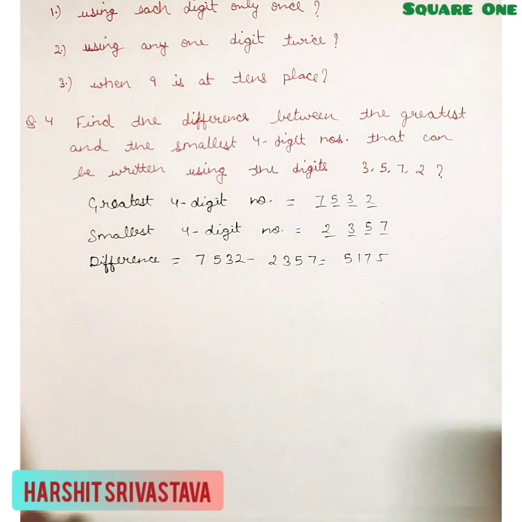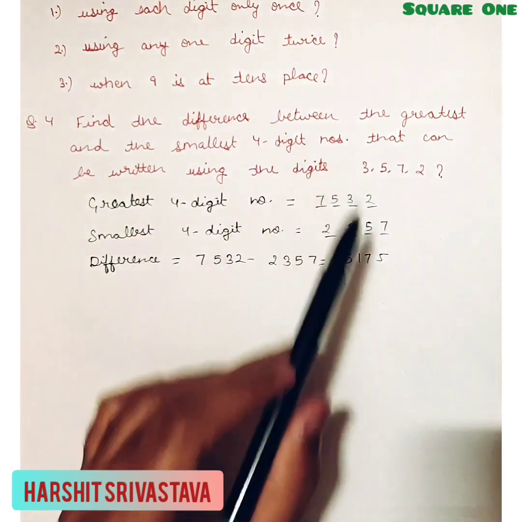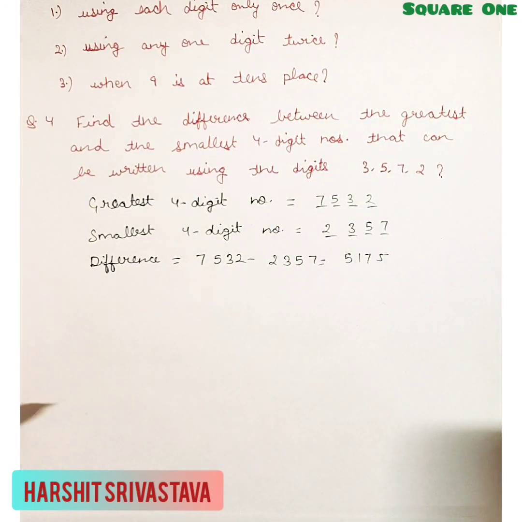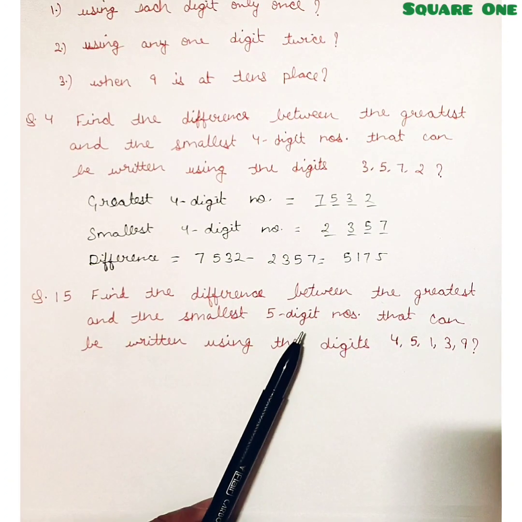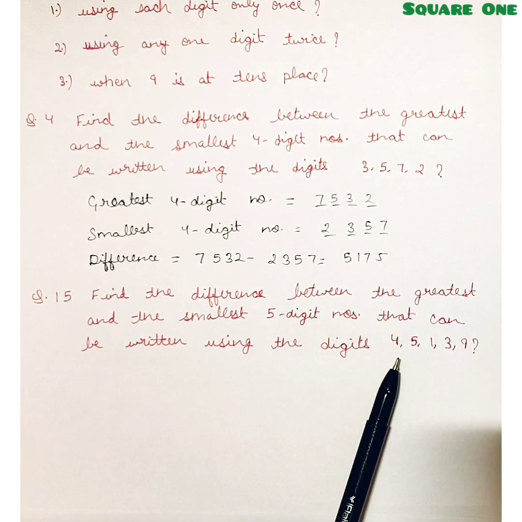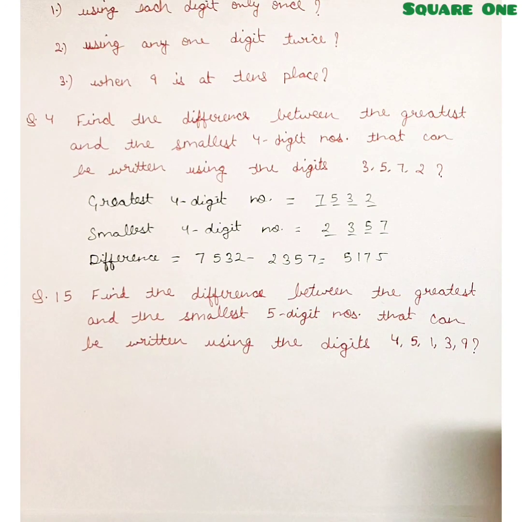Let me give you one more question based on this. This will be a last practice question. Find the difference between the greatest and the smallest 5-digit numbers that can be written using the digits 4, 5, 1, 3, 9. You have to find the solution. Okay, try to solve these questions on your own. If you find any problem, try to watch the video again. Okay, I'll give the solutions in the next video.